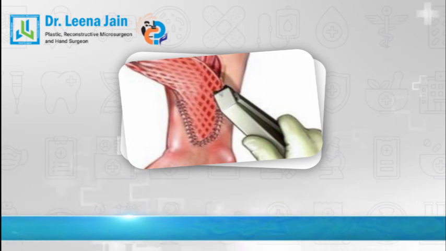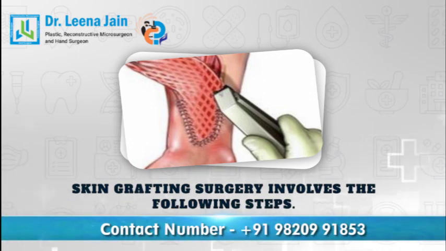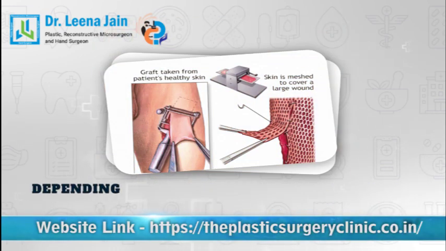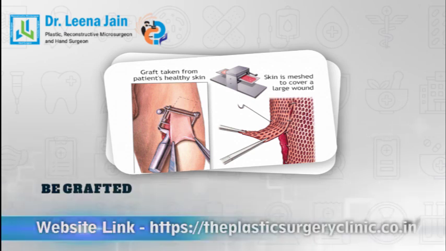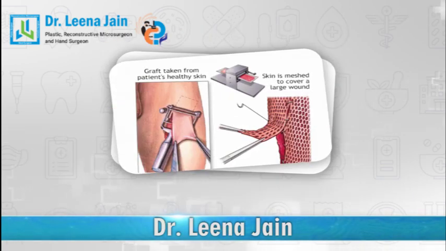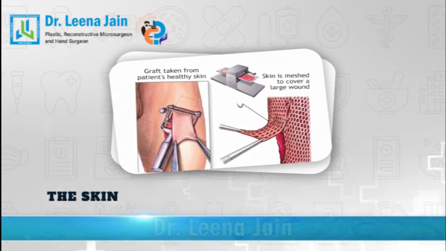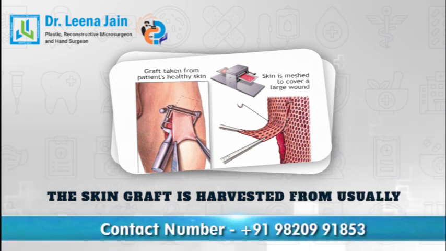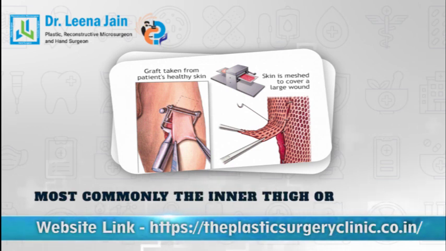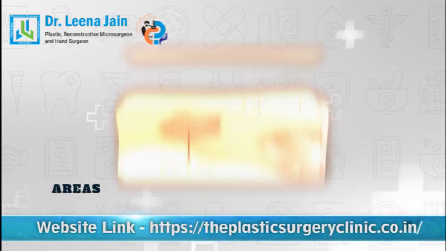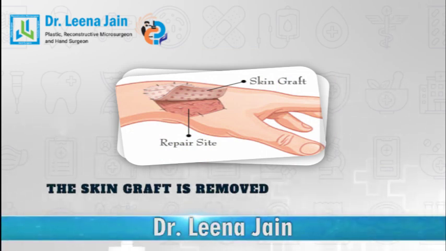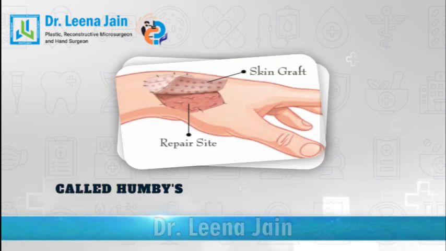Skin grafting surgery involves the following steps. First is anesthesia. It's usually done under general anesthesia or regional anesthesia depending on the area where the skin needs to be grafted and the dimensions of the skin graft. Next is harvesting the skin graft. The donor site is usually the thigh. Most commonly the inner thigh or the back of the thigh is used so that these areas are not usually visible in normal clothing. The skin graft is removed using a special knife called Humby's knife or an instrument called a dermatome.